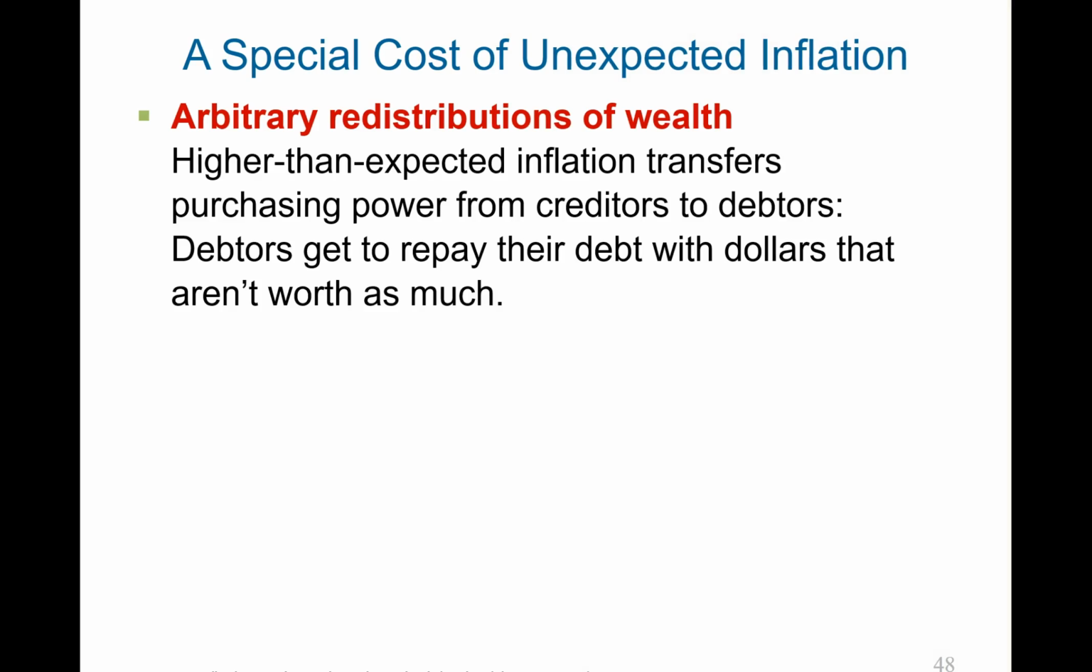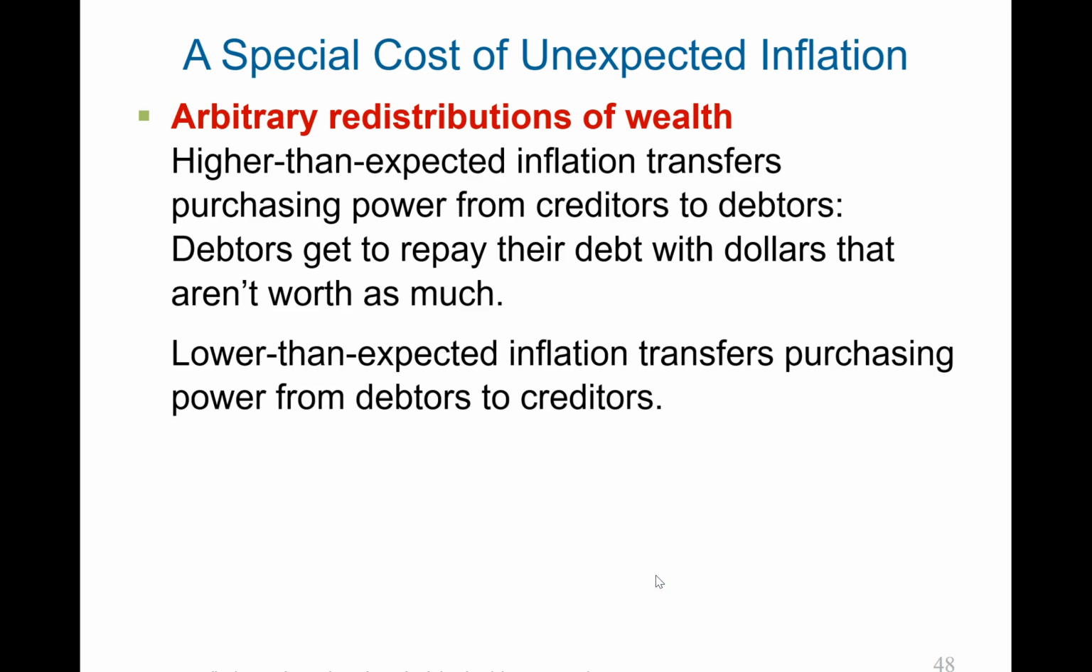A special cost of unexpected inflation is the arbitrary redistribution of wealth, which is that higher than expected inflation transfers purchasing power. So it's a redistribution of wealth as purchasing power goes from creditors to debtors, because the people that benefit from unexpected inflation are borrowers, and the people that lose really when there's unexpected inflation are lenders. So it transfers that purchasing power from one to the other. The debtors benefit because they get to repay their debt with dollars that aren't worth as much.